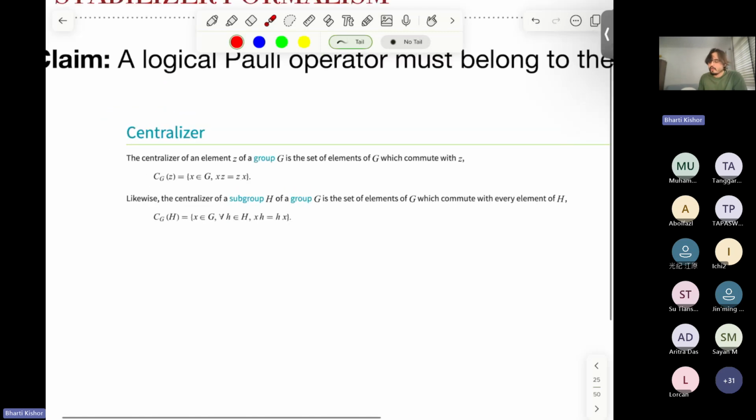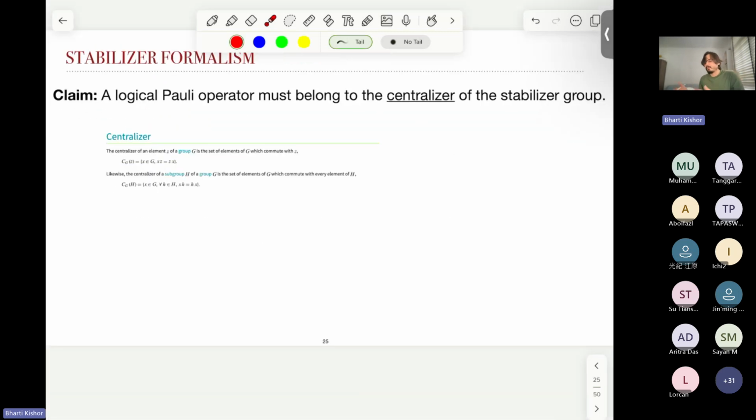So basically, what we want is that the logical Pauli operators must commute with the elements of the stabilizer group. So it should be in the centralizer of the stabilizer group, but you do not want your logical operator to be a stabilizer operator, which means it should not be in the stabilizer group. So it should be in the centralizer minus the stabilizer.